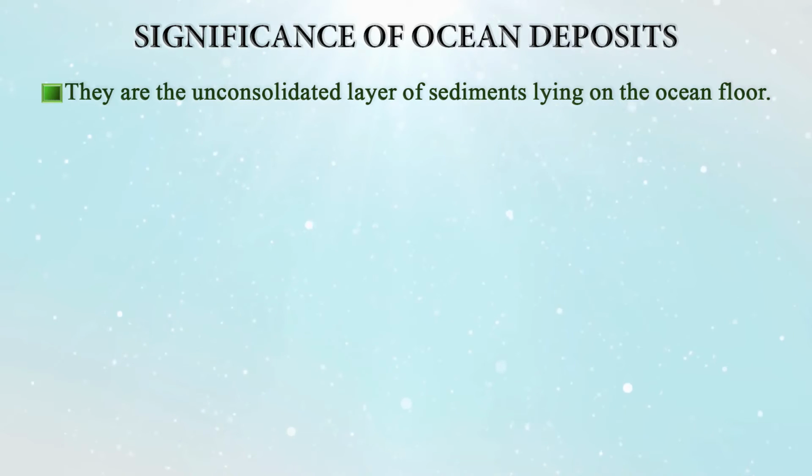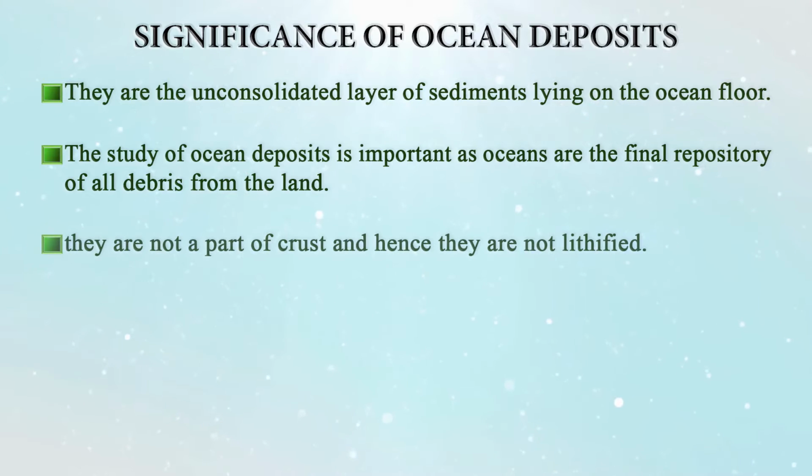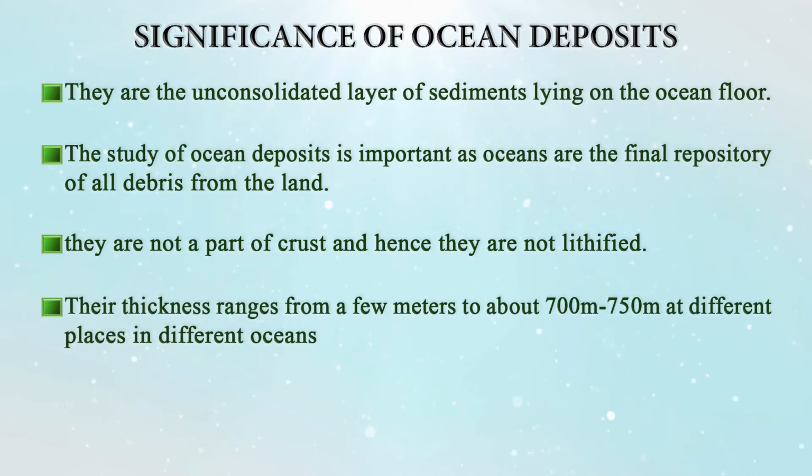So what are ocean deposits actually? They are unconsolidated layers of sediments lying on the ocean floor. Their study is important because oceans are the final repository of all debris from the land. They are not a part of the crust. So ocean deposits, as I told you, are unconsolidated layers of sediments, so they are not a part of the crust and hence they are not lithified. Their thickness ranges from a few meters to about 700 to 750 meters at different places in different oceans.